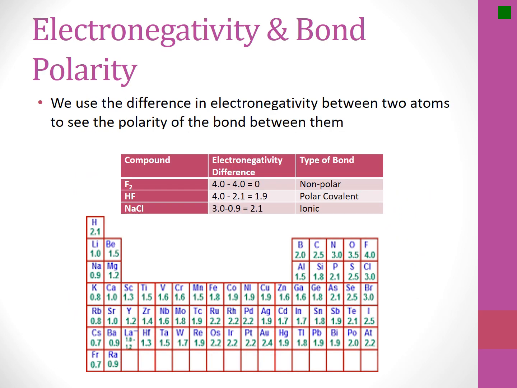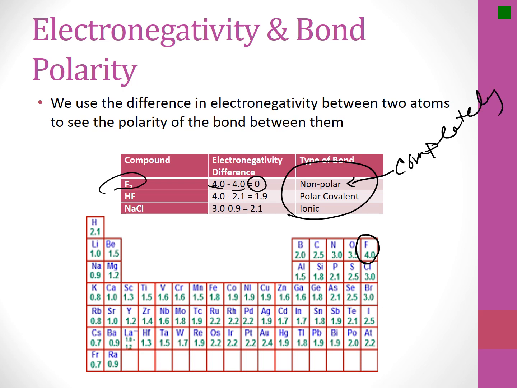All right, so electronegativity and bond polarity. All you have to do is take the difference between the two electronegativity values, and that's how you determine whether it's nonpolar, polar, or ionic. So for example, F2. You're going to take the electronegativity value, which is 4, subtract it from 4, and you get a difference of 0. This is considered not only nonpolar, but completely nonpolar, which means that they are 100% identical in how much they share.